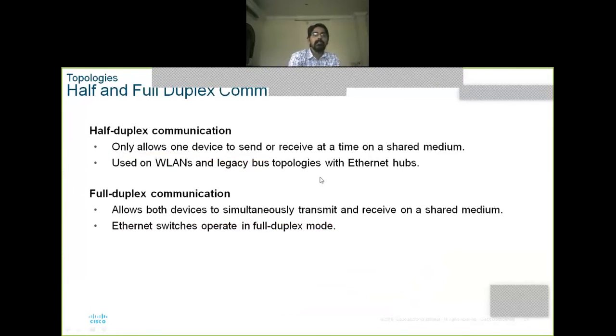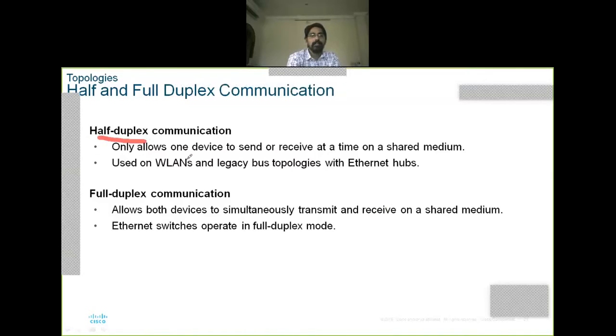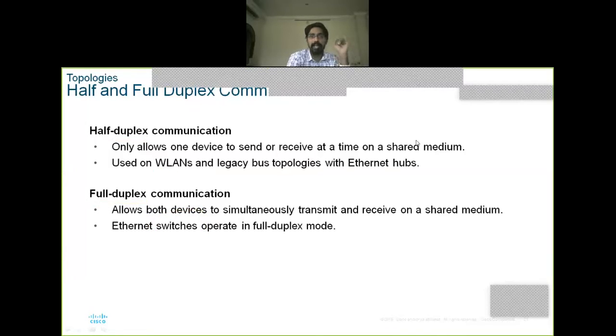Half duplex communication is used in wireless LANs and bus topologies with Ethernet hubs. Full duplex is used in switches. This is the most important question: half duplex mode happens in wireless LAN networks, whereas full duplex mode takes place with the switch device. That is the major difference. That is why wireless LAN Wi-Fi is slow compared to the wired network, right?